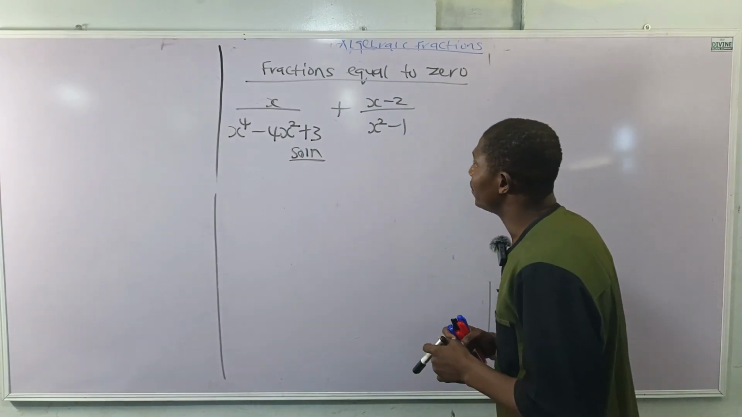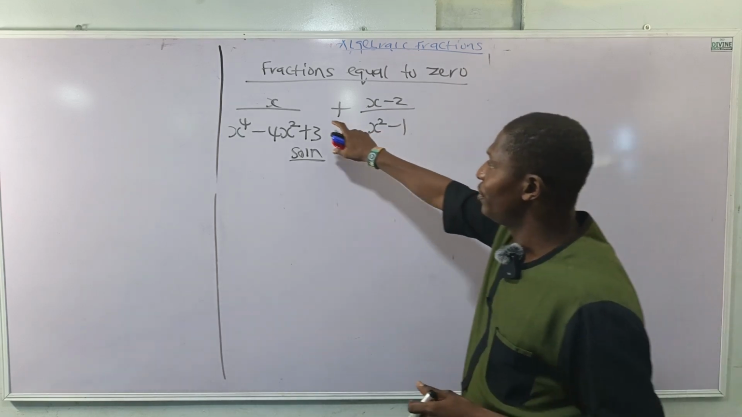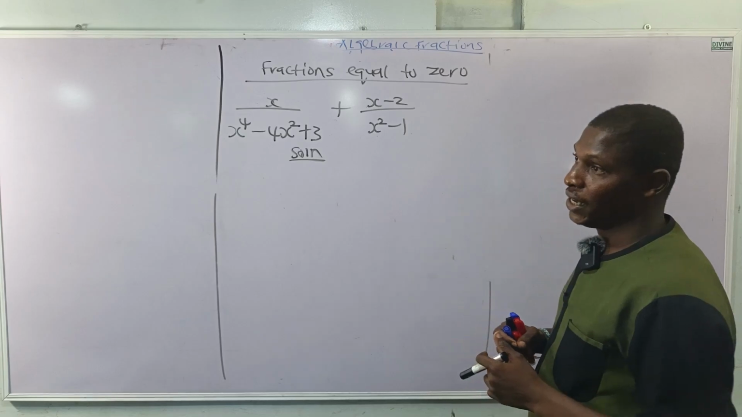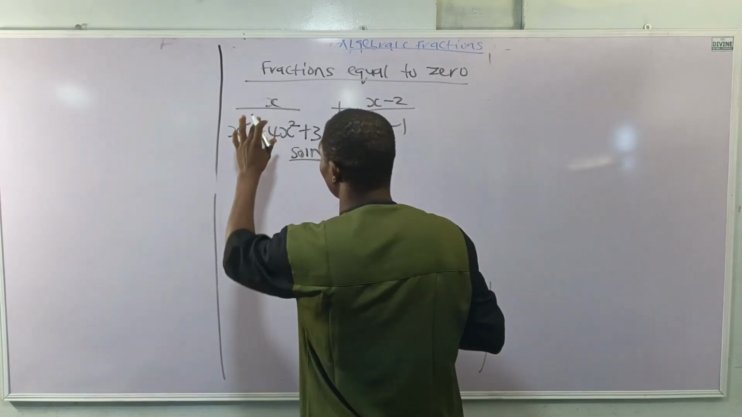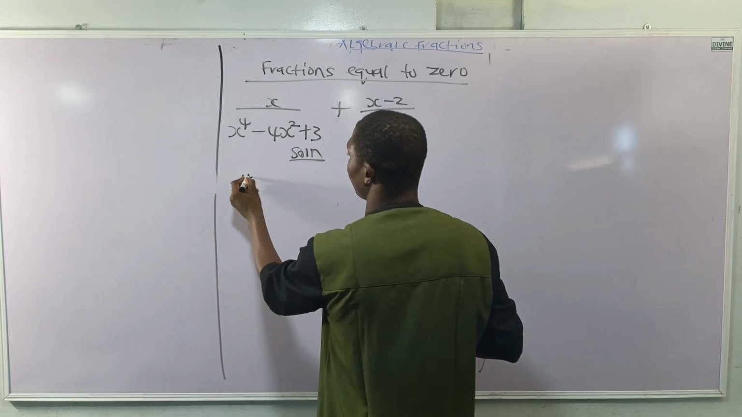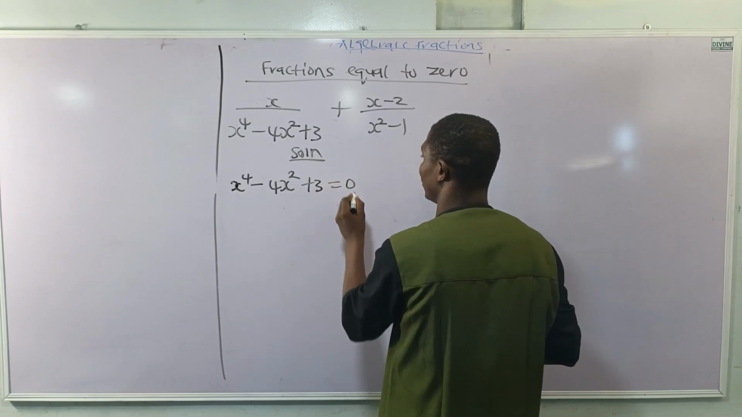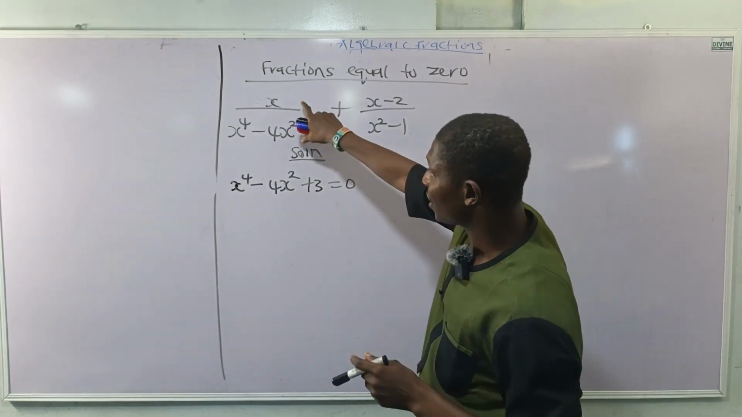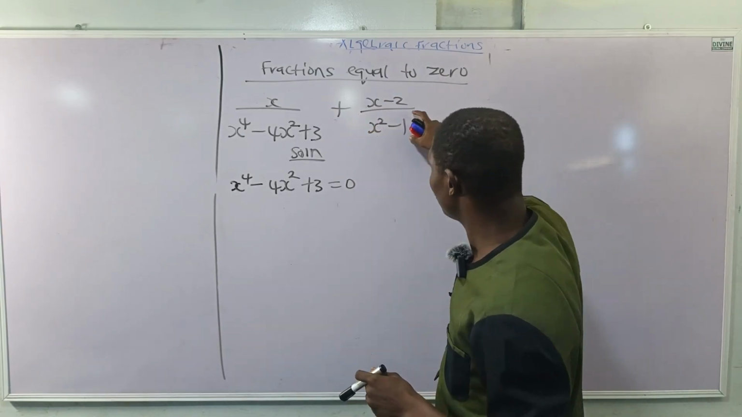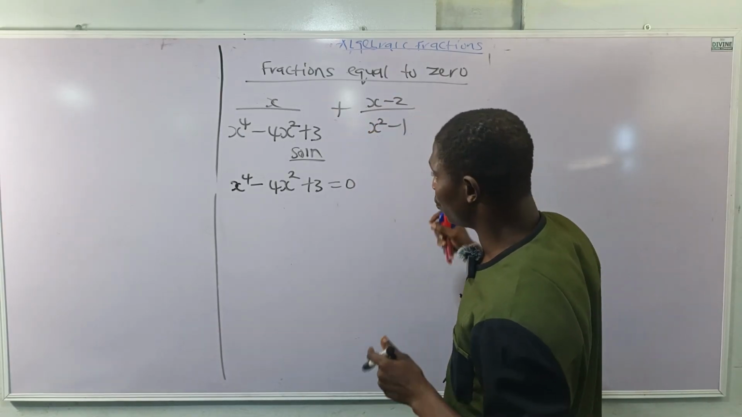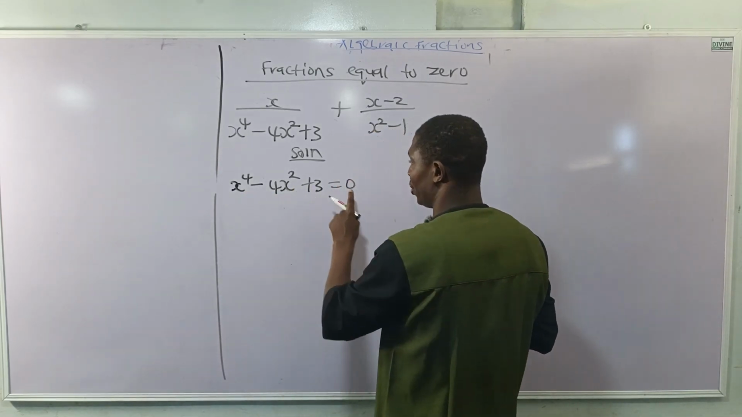So how do we solve this? Remember, for a fraction to be undefined, the denominator must be equated to 0 and the value solved for. So let's equate this denominator to 0. We'll have x raised to power 4 minus 4x squared plus 3 equals 0. This is just one side of the fraction, and we'll also equate the other side of the fraction to 0 also.